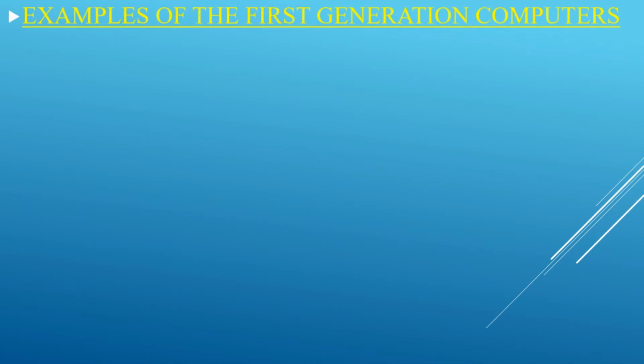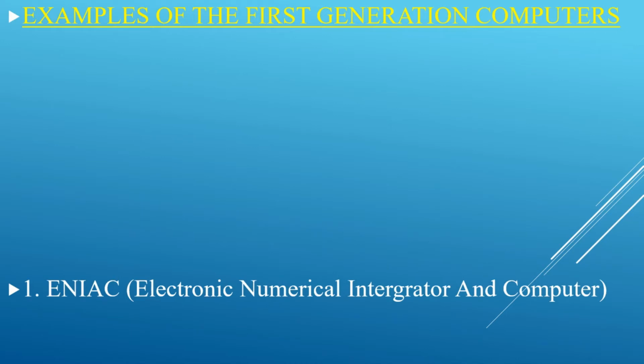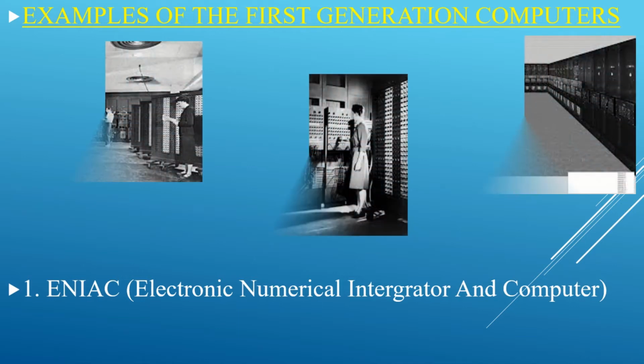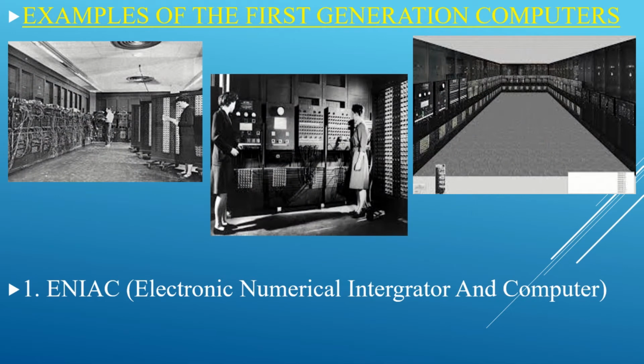Now let's look at some examples of first generation computers. We have the ENIAC, which stands for Electronic Numerical Integrator and Computer. Let's look at a picture over there. As we said earlier, it could occupy an entire room, so the picture is telling us something. As we see in the image, the machine has almost occupied the room.